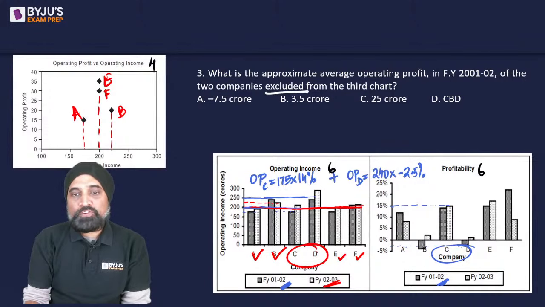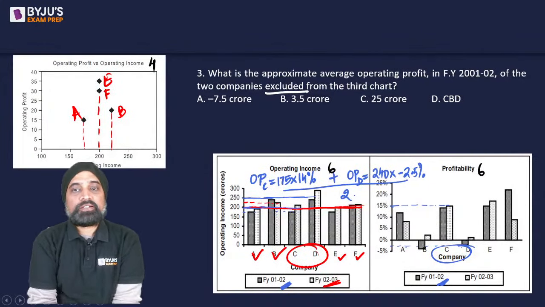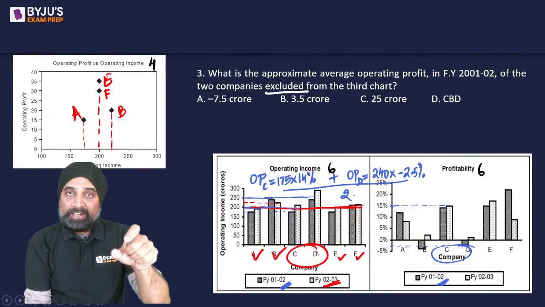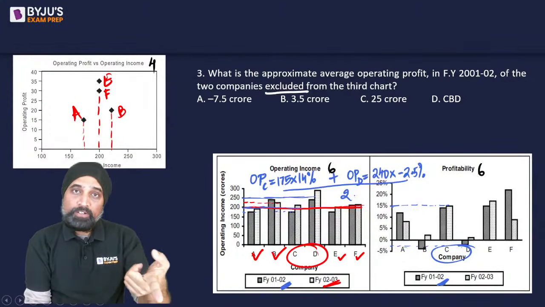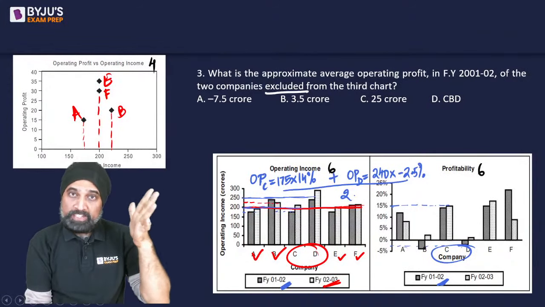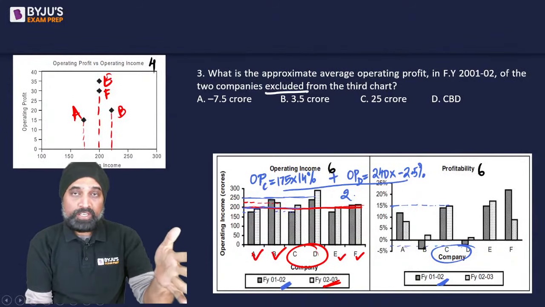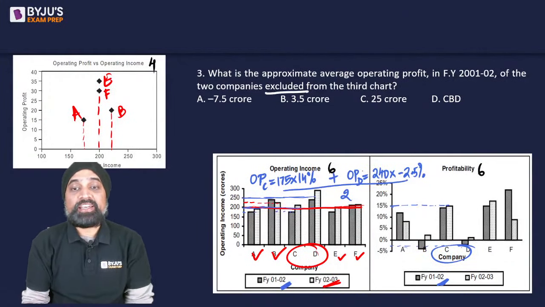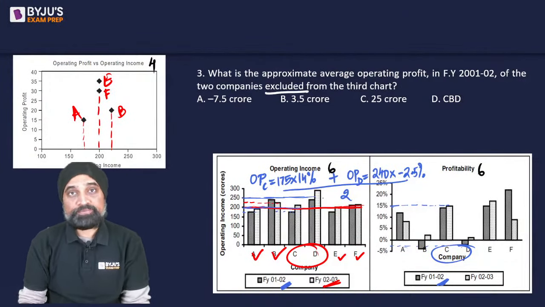So we will have to find the average of these two. Okay, so there were two parts. We had to relate the diamond graph, which is fiscal year 2002, 2003, with fiscal year 2000, 2003 operating income from the first bar graph.